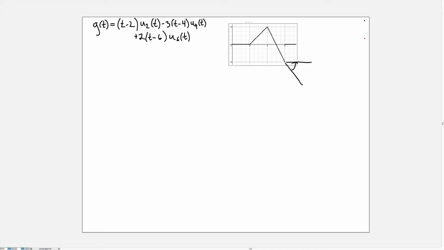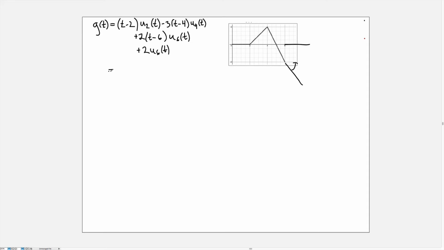What we actually want is to move this guy up to there, which means that we have to further add another 2 everywhere for values of t greater than 6. And so this is the formula that we get for g of t using that approach.